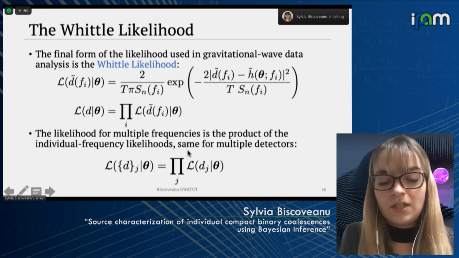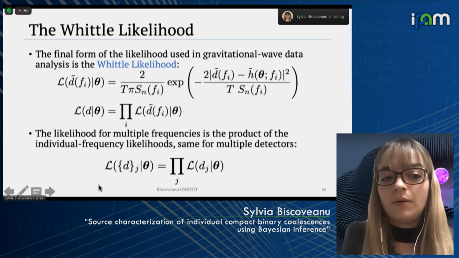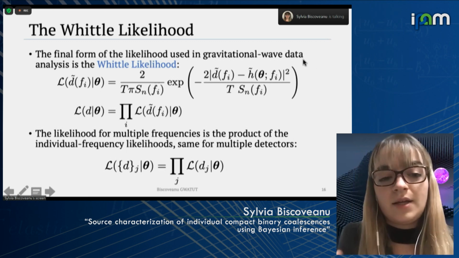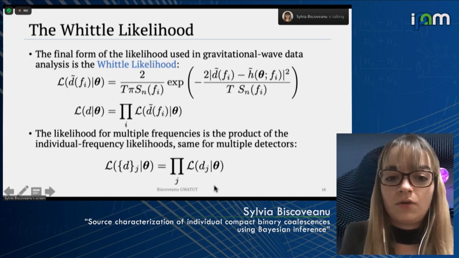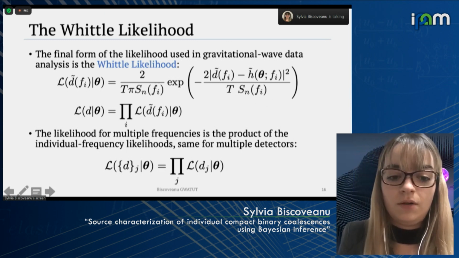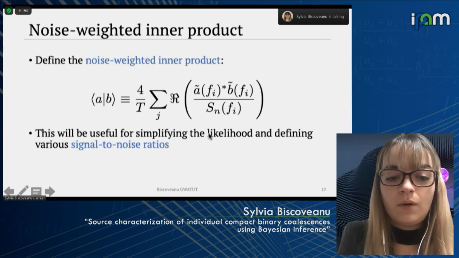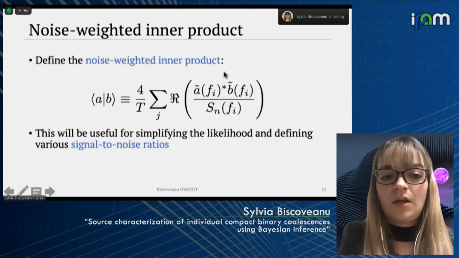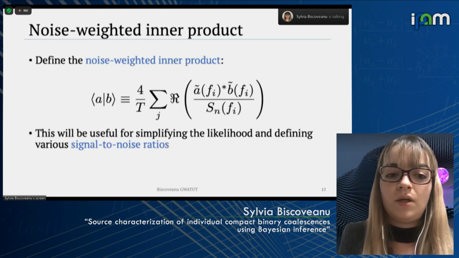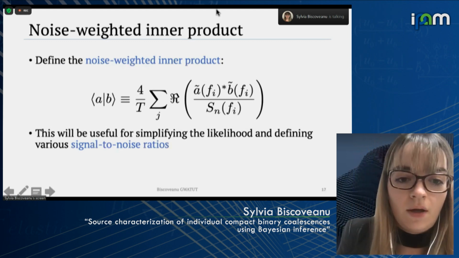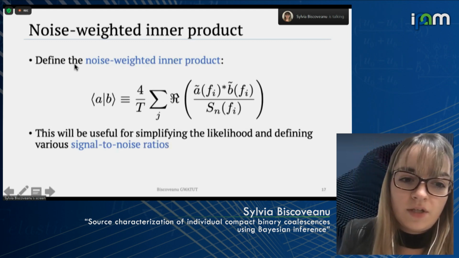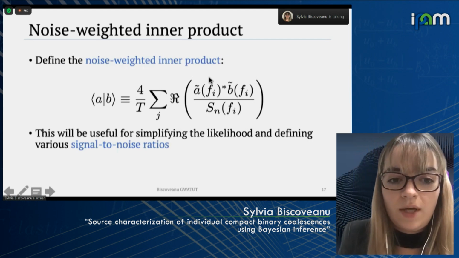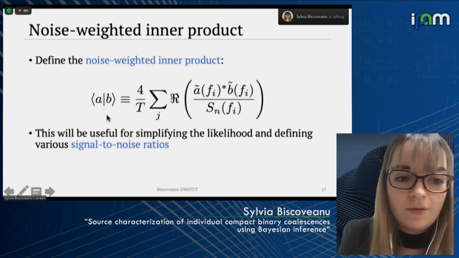Okay, so this is basically the likelihood that we use to analyze gravitational wave data and look for compact binaries and try to measure the parameters of the signal. But we can simplify this a little and define some interesting signal-to-noise ratios that will be useful down the line. In order to do this, we define what's called the noise-weighted inner product. And this is denoted with this bracket notation.